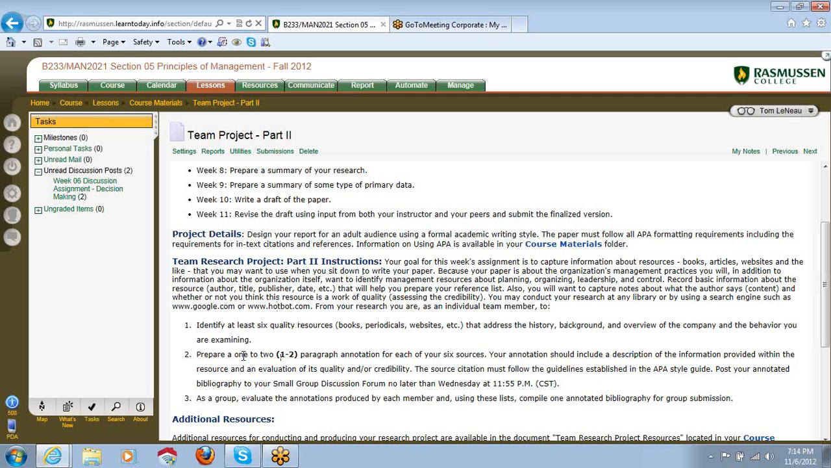So every person in the group is going to do their own annotated bibliography, turn it into the group, and then the group will go through and decide what they want to submit. I should probably stop here and point out the fact I think the team leaders have maybe gotten the gist of this, but people that are not team leaders may not have.